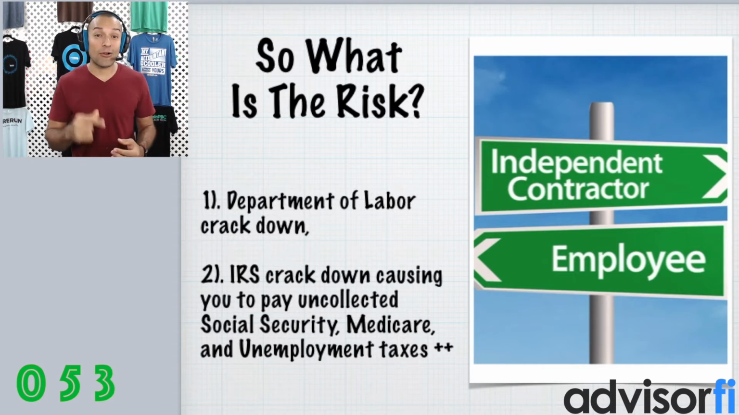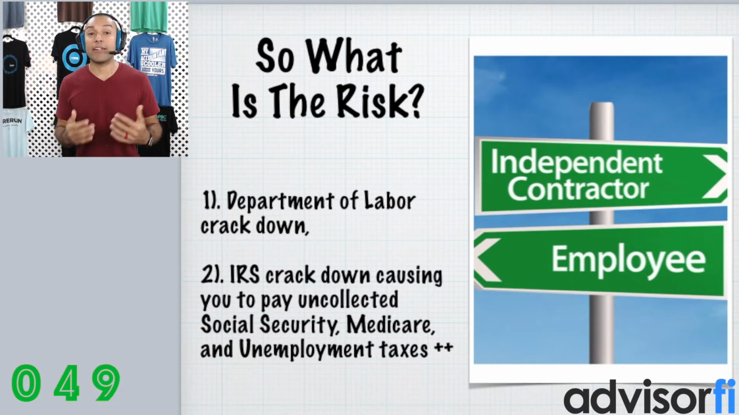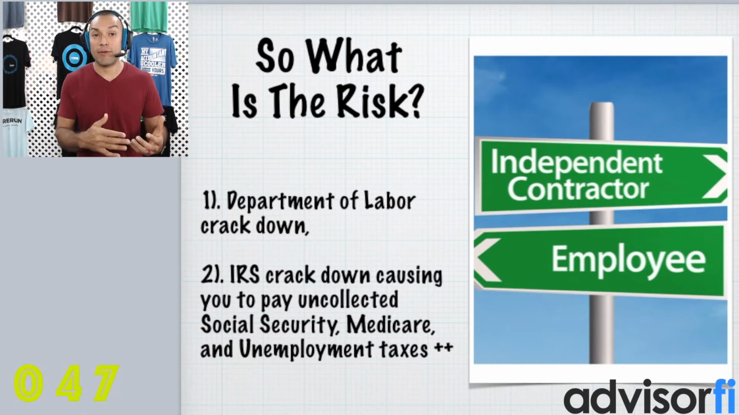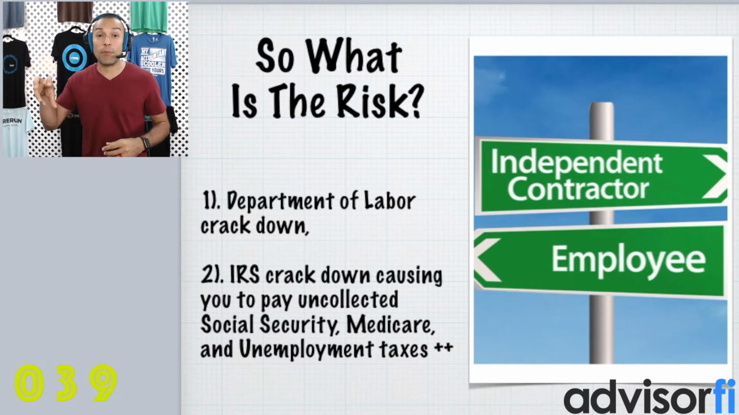Number two, the IRS can come in and crack down in the event of an audit. They can come in and determine whether or not you've been treating an individual as a subcontractor when you should have been treating them as an employee. And what they can do is force you to pay Social Security and Medicare tax in full. That is not only the employee's portion, but the employer's portion, plus penalties and plus interest.